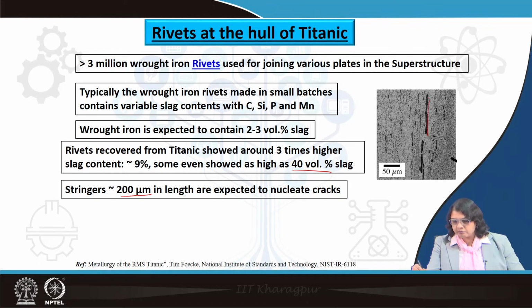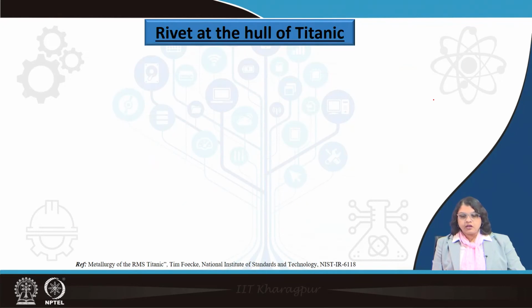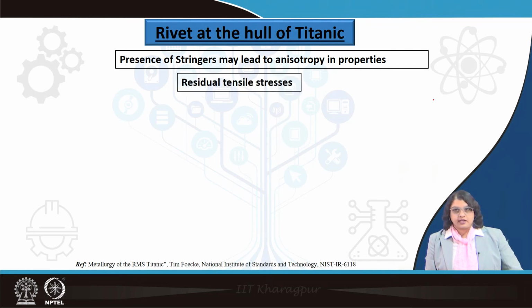These are such big inclusions present in the slag itself. And not only that, they have non-uniformity in the properties also. The strength of the steel rivet is higher along the direction of the stringers, but if the stringers are located perpendicular to the loading direction, that may lead to a lower value of strength. We will look into how the presence of stringers can lead to the overall failure. As I mentioned, these stringers lead to anisotropy in the properties, and anisotropy is not very welcome in an actual component.